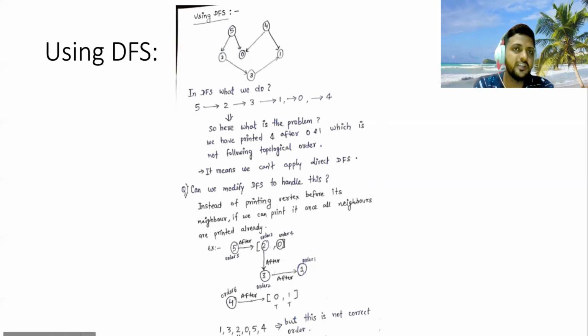So if you will notice it, this is nothing but your topological order, right? So 4 and 5 should come before 0, 2, and 1. 3 should come before 1. Yes. 2 should come before 3. Yes. Everything is satisfying.